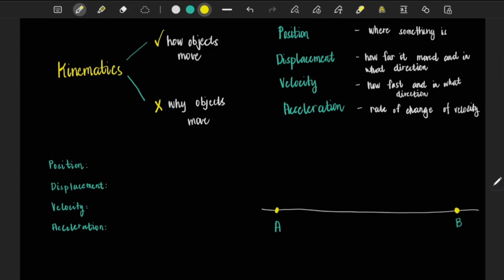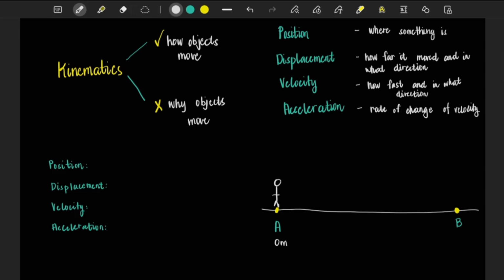Position is where something is, or the location of something. For example, a person is standing at point A, and point A is the origin of his motion. Let's say this is at 0 meters. So we would say that the position of the person is 0 meters.